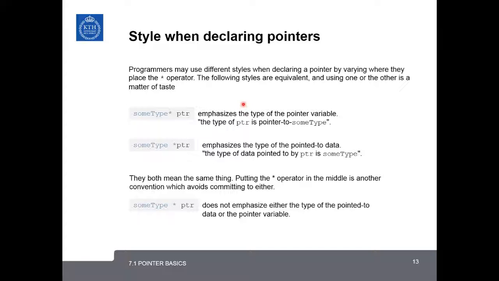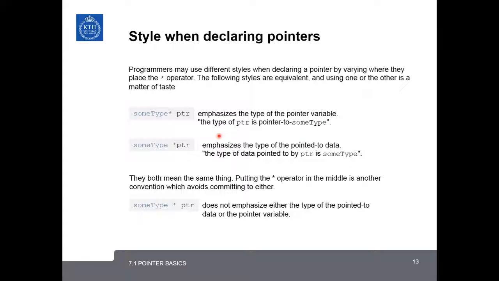In this first style, which emphasizes the type of the pointer variable, the syntax says that you begin with the type, and then you place the star, and then you have a space, and then the pointer identifier. In this style, it's saying the type of the pointer is a pointer to some type.